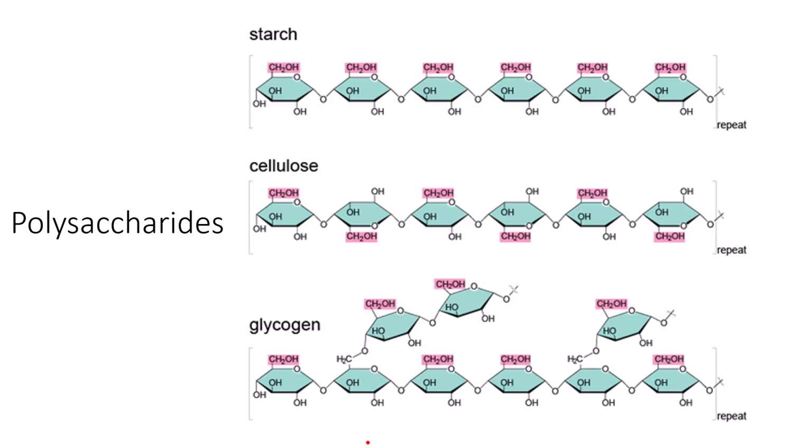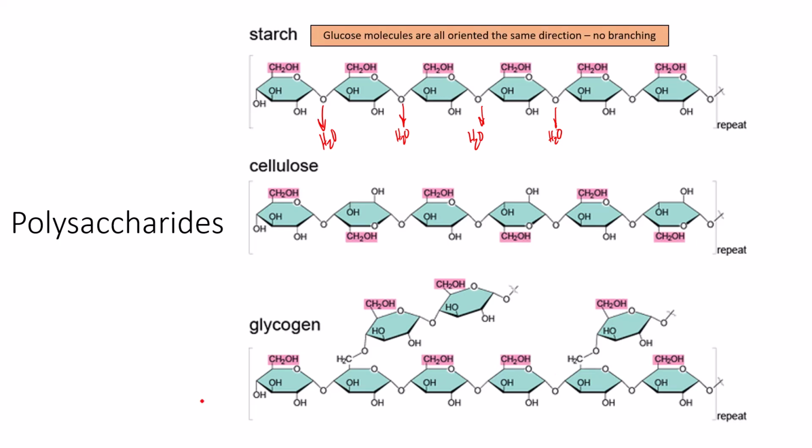Polysaccharides are also produced via dehydration synthesis, although now we have more than 2 of those monomers linked together. Every single one of these bonds would have been formed by a dehydration synthesis reaction, which means every single one of these bonds would have had a water removed in order to link the next monosaccharide to the growing chain. Starch is glucose molecules all oriented in the same direction. There is no branching. All of them have the same conformation, and they are all glucose.